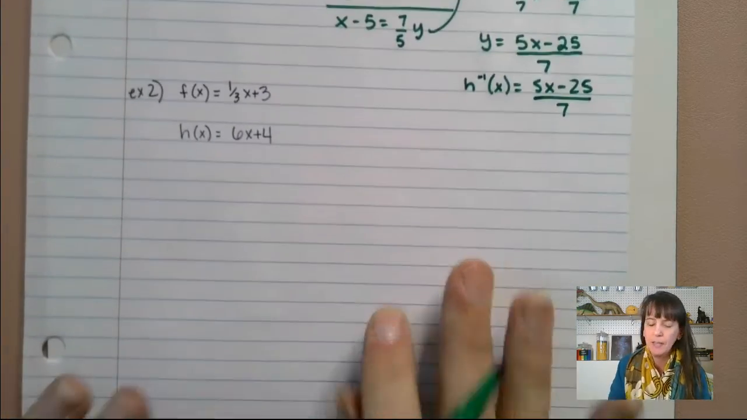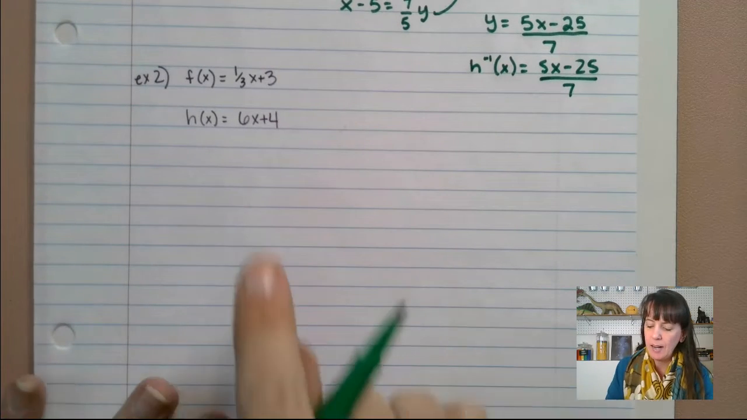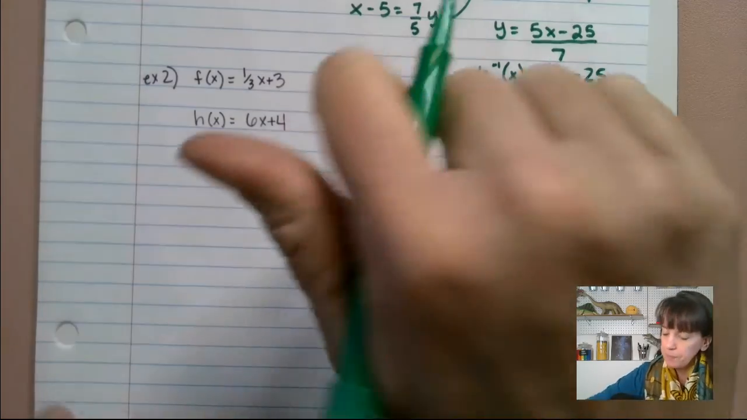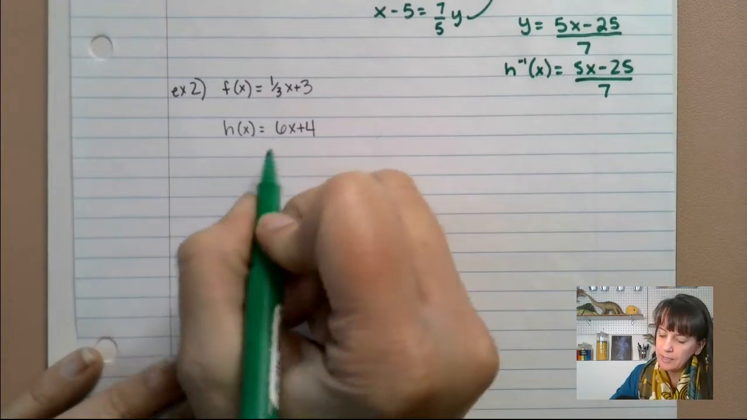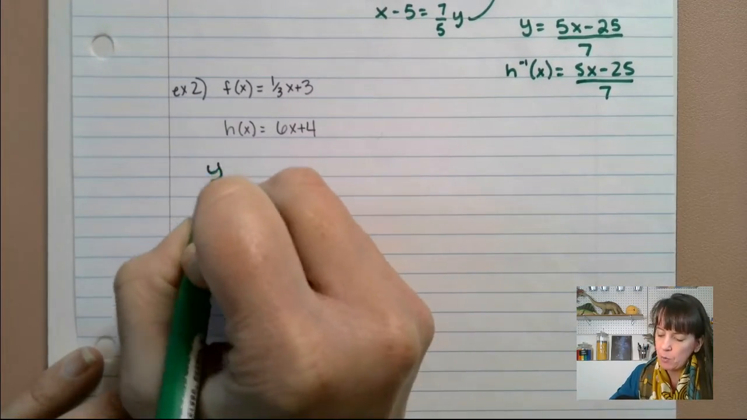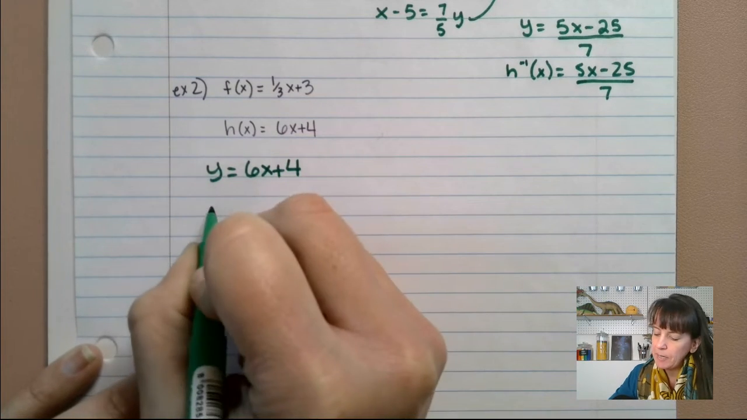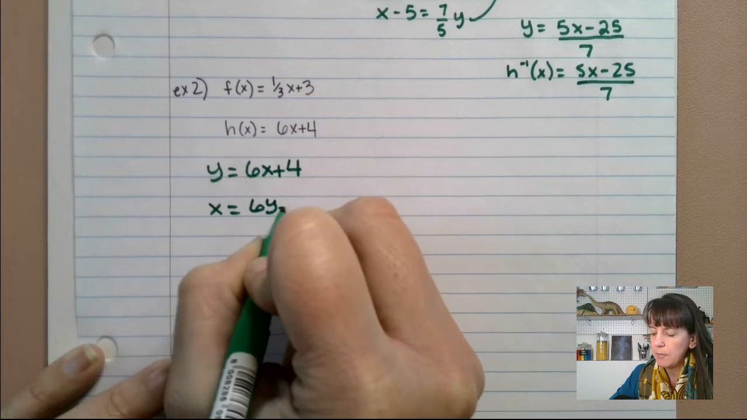Whew, got it. All right, let's try this next one. For this one down here, I'm going to start with the h of x. Again, you just need to pick one of them. So let's try our h of x. I'm going to swap my h of x out for a y and say y equals 6x plus 4. Then I swap my x and y: x equals 6y plus 4.